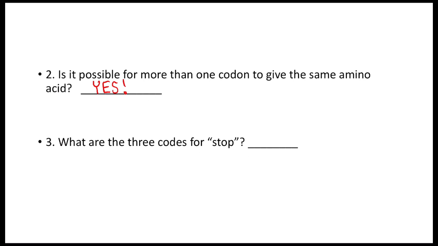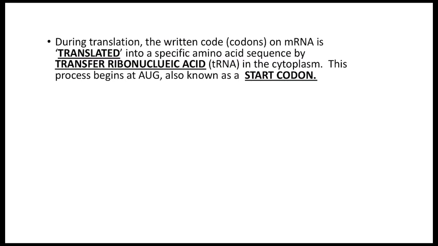And then what are the three codes for stop? So we have UAA, UGA, and UAG. Remember that the stop codon has no amino acid associated with it. So basically it tells the ribosome it's done since there's no more amino acids to add. This then allows the chain to be cut and the amino acid chain, which is your protein, to be released. Okay, so let's talk through this next slide.